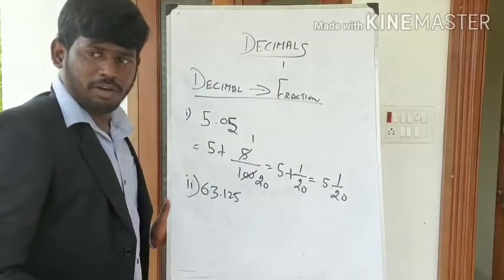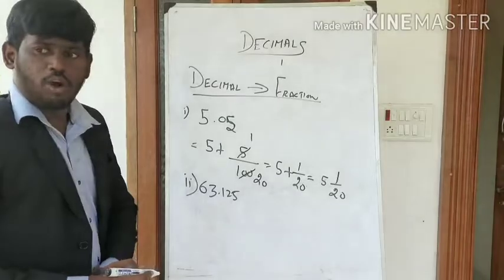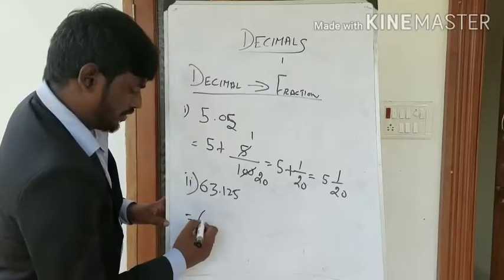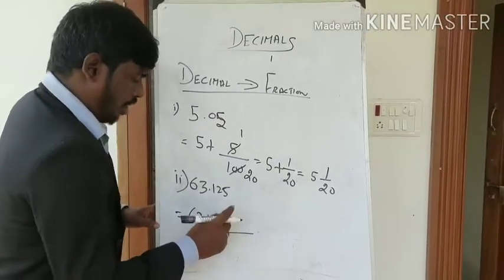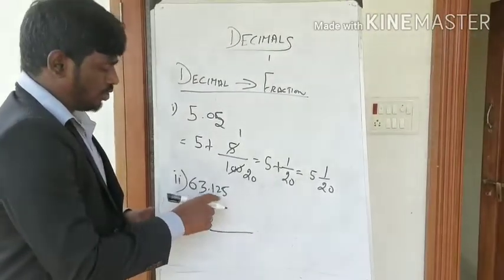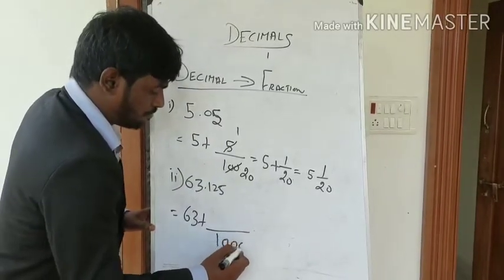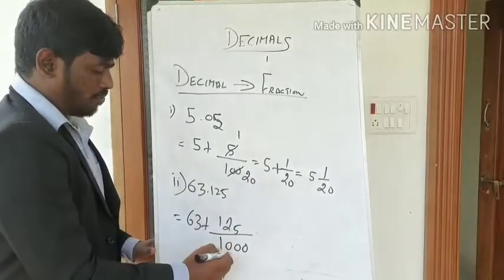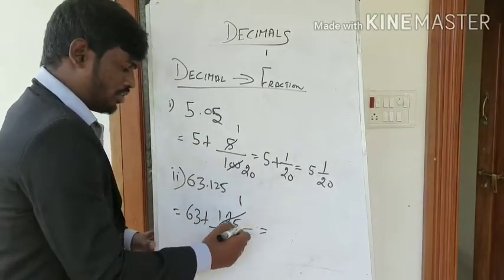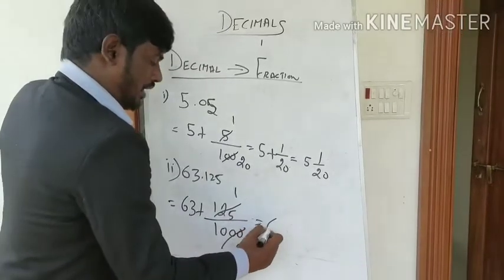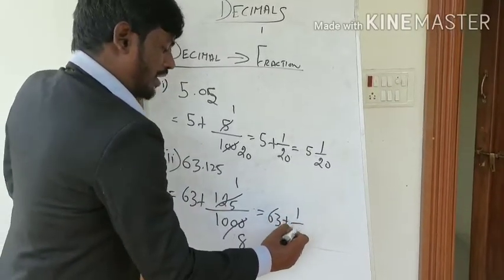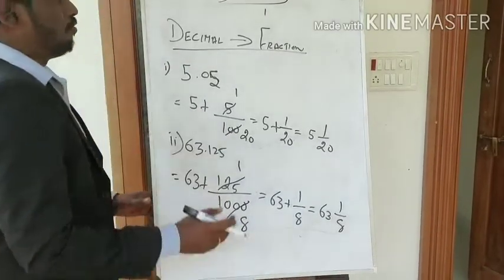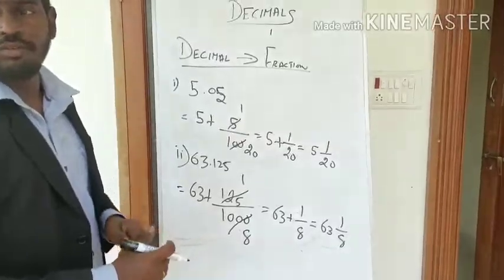So to help you understand better, I am going to do one more sum. 63.125. Here 63 plus, how many decimal places are here? 1, 2, 3. So 1000, and the numerator will be 125. When you cancel 125 by 1000, 125 1s are 125, 125 8s are 1000. 63 plus 1 by 8. I can write it as 63 1 by 8. This is the form of converting decimal to fraction.